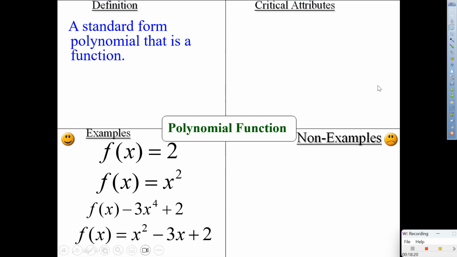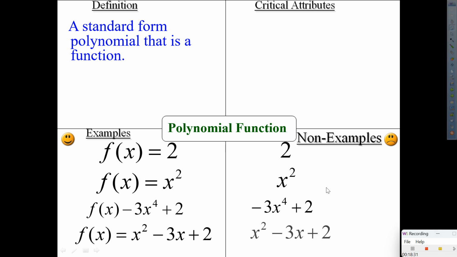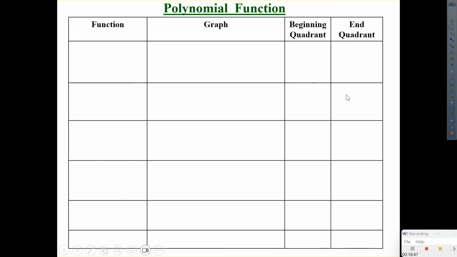So, then why are these not? Tell your neighbor, why are these not polynomial functions? All right, why are those not? They don't have the equal sign, that is correct. And what else don't they have? f(x), that is correct.